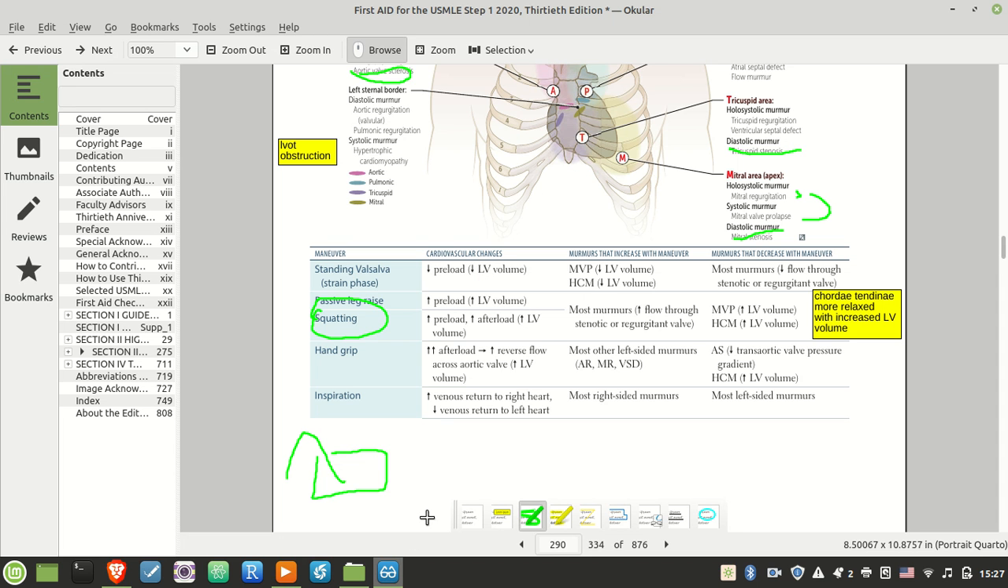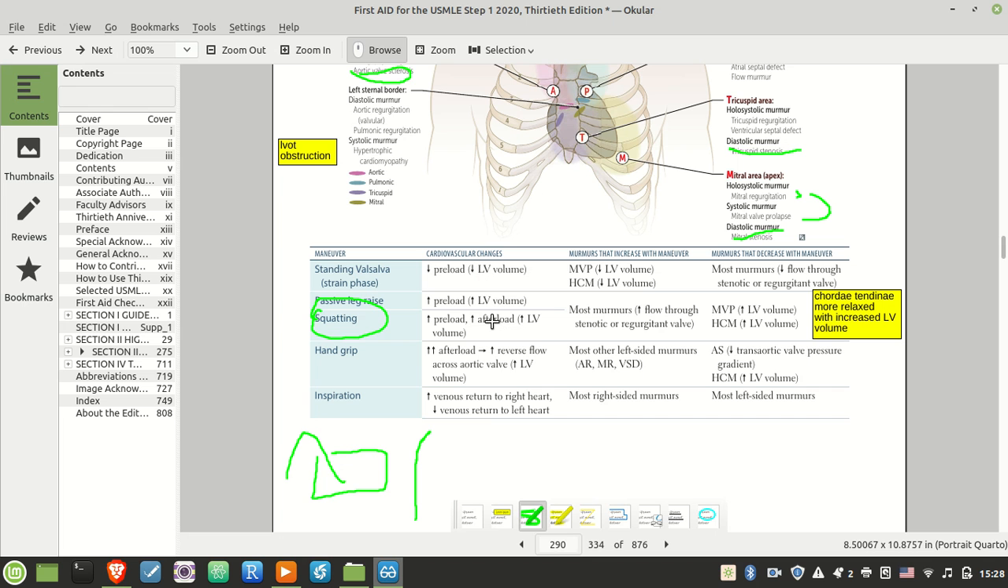In the sense that when you're standing, your veins have to travel all the way up your legs and then up to the right side of your heart. Whereas if you're a little bit lower when you're squatting, it doesn't have to do as much work against gravity. However, you do have an increase in afterload. And just a reminder, afterload is the work that the left ventricle has to go against.